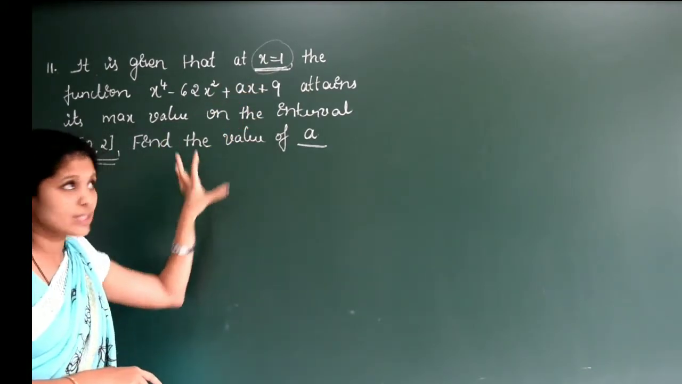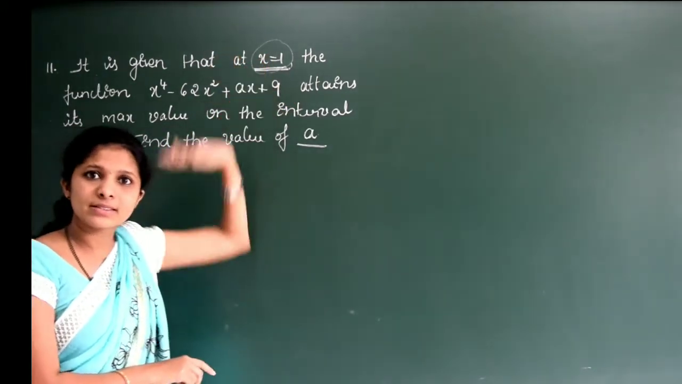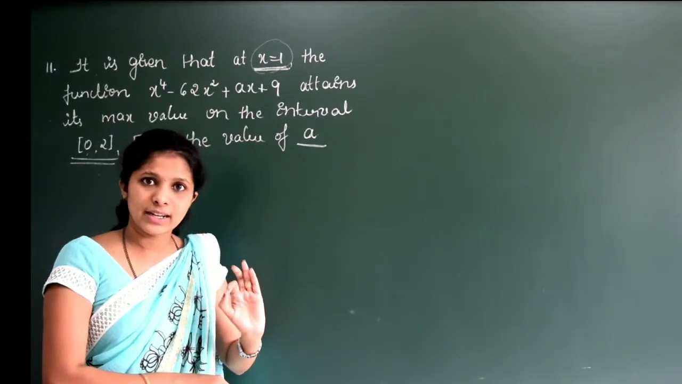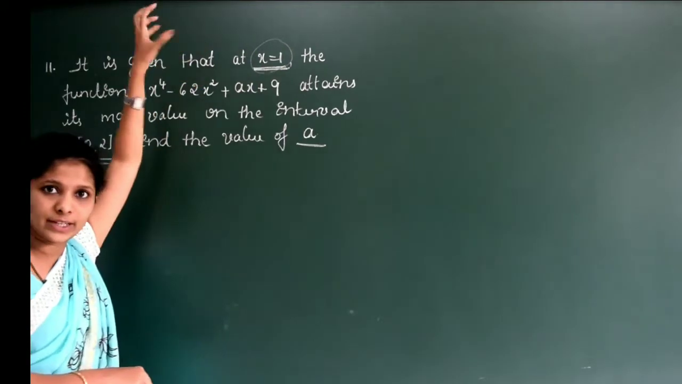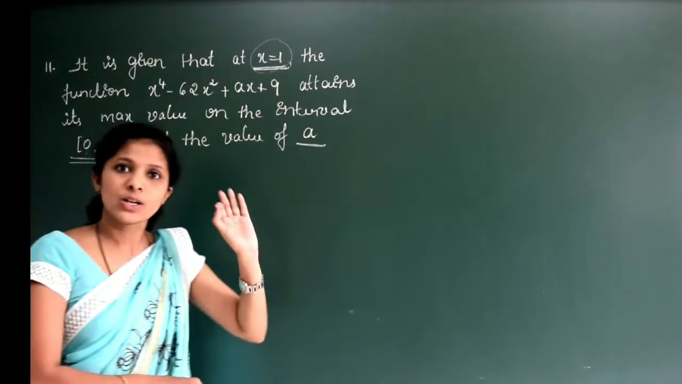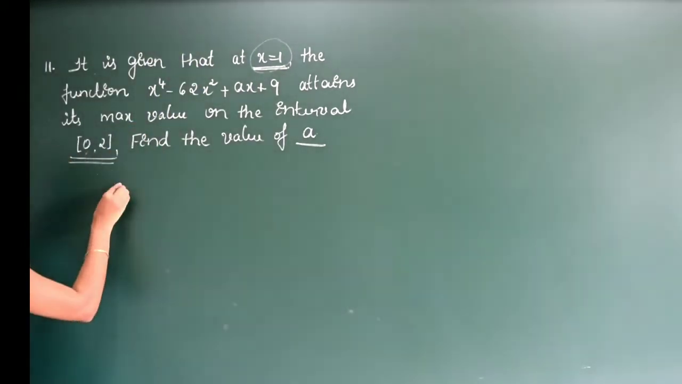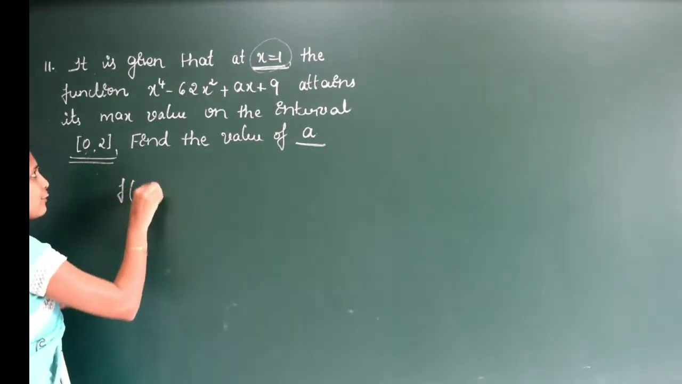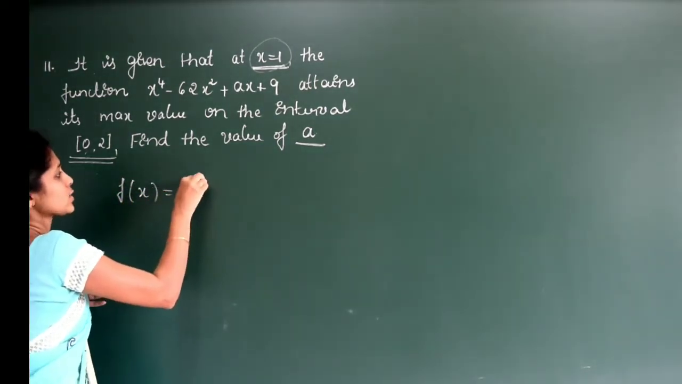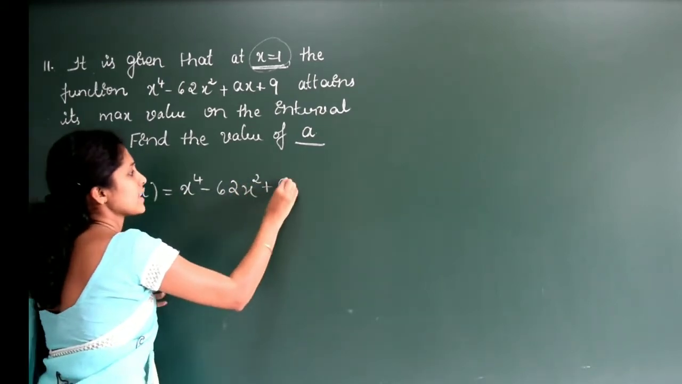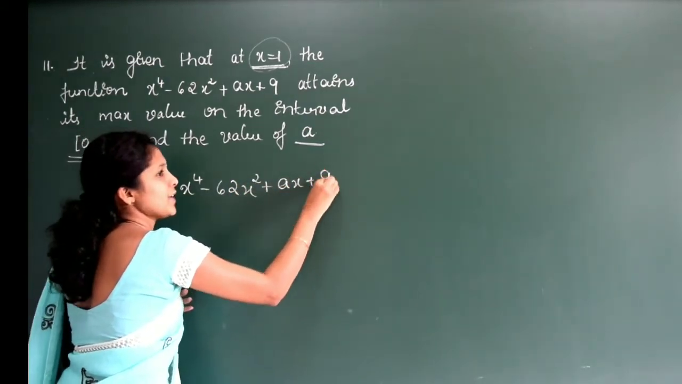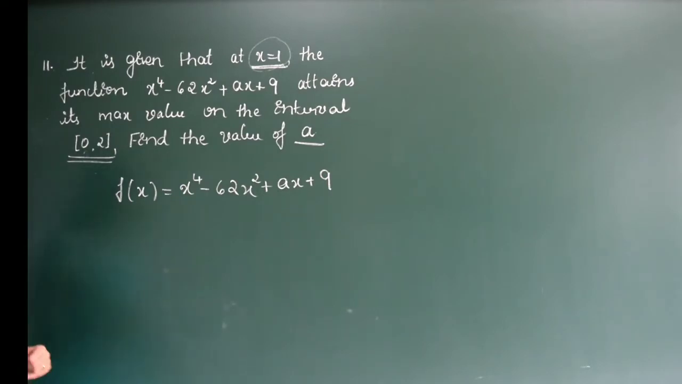This is not the end point. Obviously, this will be a critical point. Is it clear? So, this is the critical point. I mean, if you substitute this value in the derivative, it will be equal to 0. Let us start this one. First, I will consider f of x is equal to x to the power 4 minus 62x square plus ax plus 9, right? So we need to differentiate this.